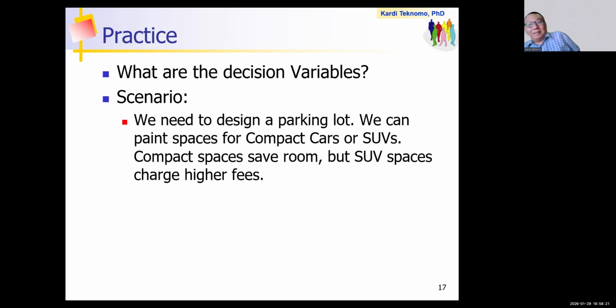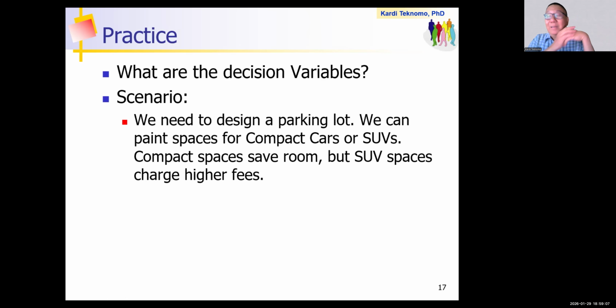So let's practice, so that I know whether you understand or not. What are the decision variables of this scenario? Can you read this scenario? We need to design a parking lot. We can paint the space for compact cars or for SUVs. Compact spaces save room, but SUV spaces charge higher fees.